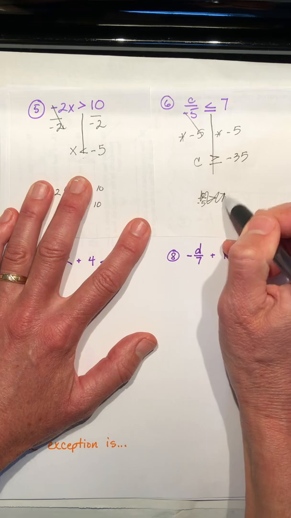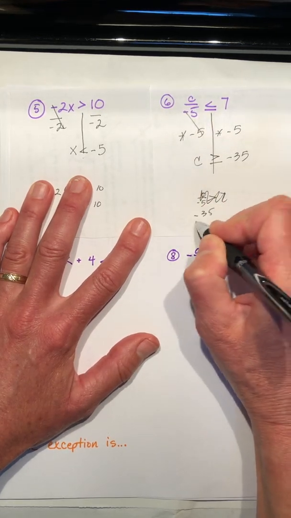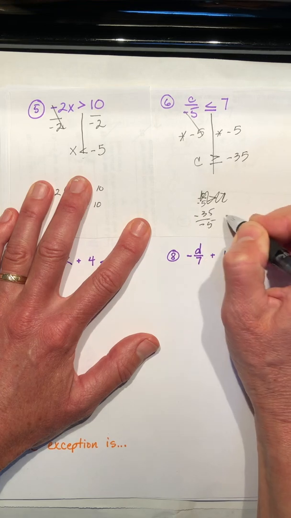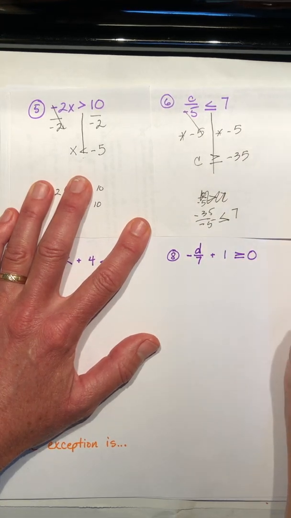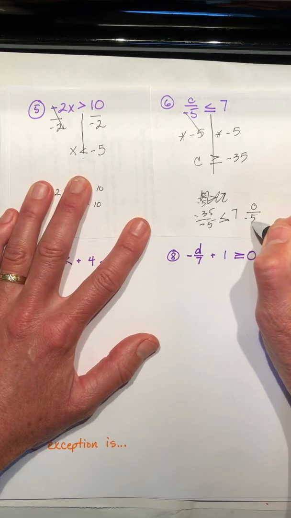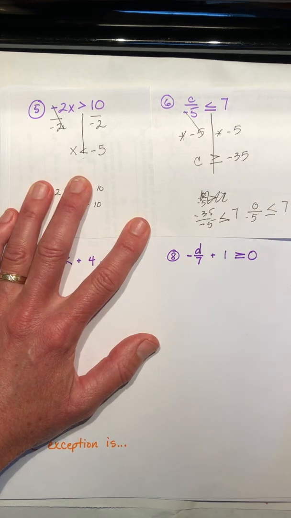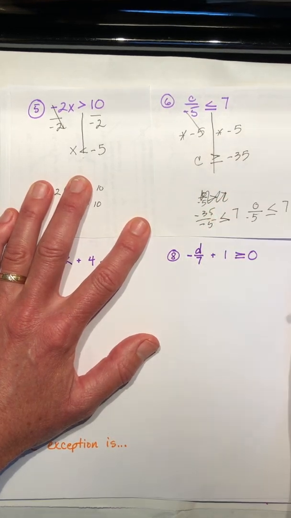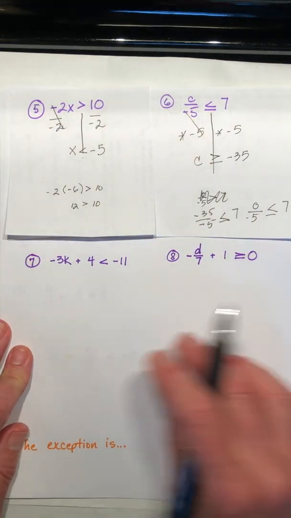Oh, because I needed to go back to the original. I'm sorry. We're looking at right here. So -35 over -5 is certainly less than or equal to 7. Or we could do it with 0. 0 over -5 is certainly less than or equal to 7. I thought there for a second I was going to have to start this video for a 5th time. I'm glad I do not.